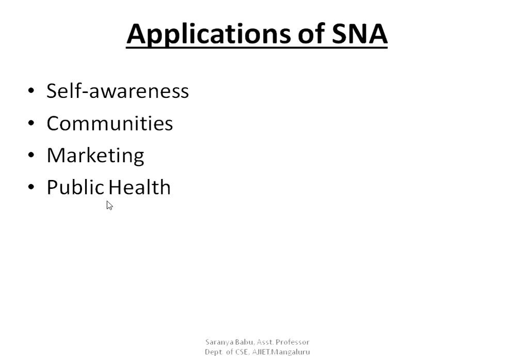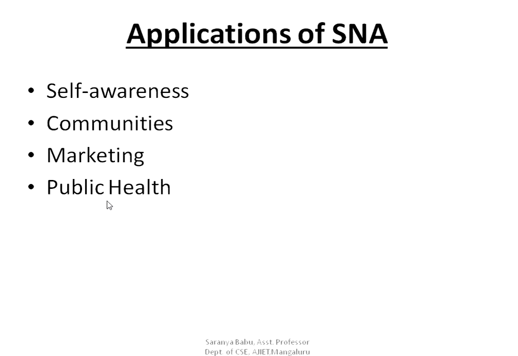Suppose there are any continuous diseases, or any containment areas. If they can identify the paths that certain diseases take to spread, then when they know that this type of disease is spreading, they can isolate those areas. Clear? So that it will stop from spreading. Fine. So these are the 4 applications of social network analysis. First one is self-awareness, then communities, then marketing, and then public health. Fine. So these are the applications of social network analysis.